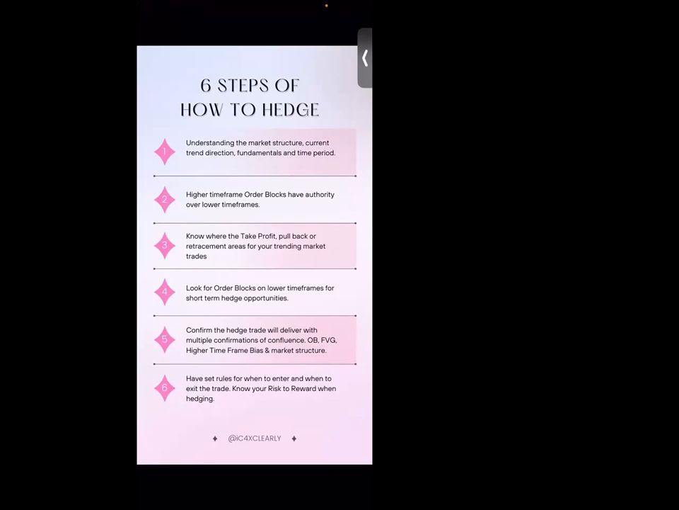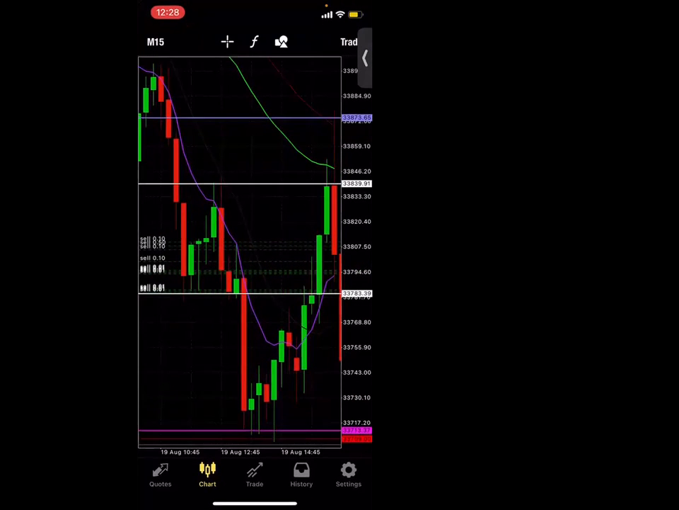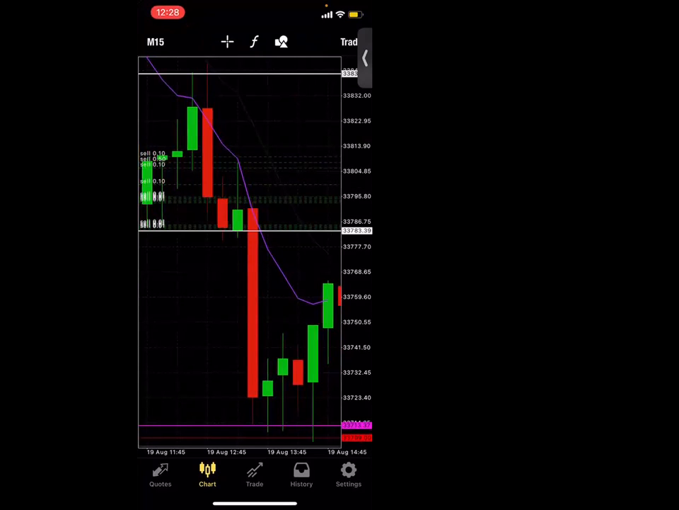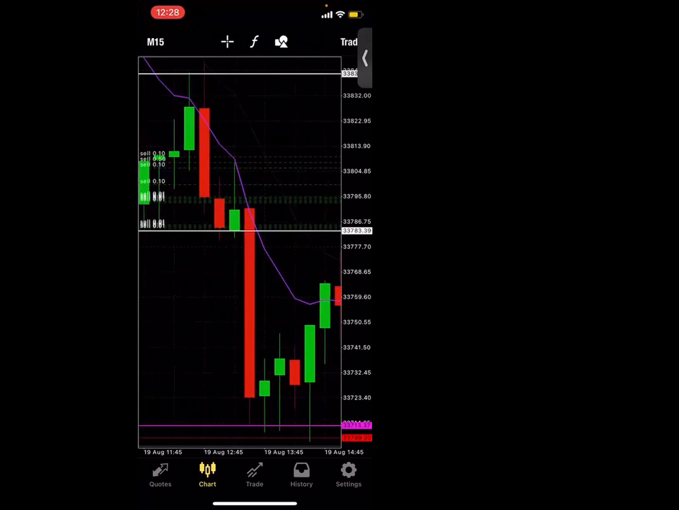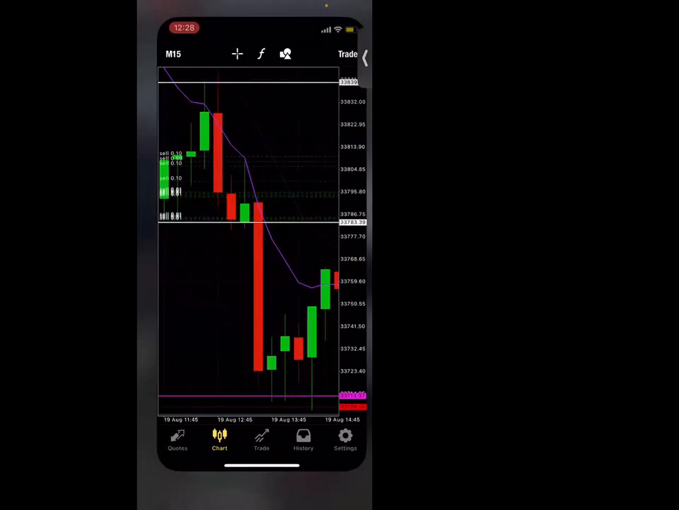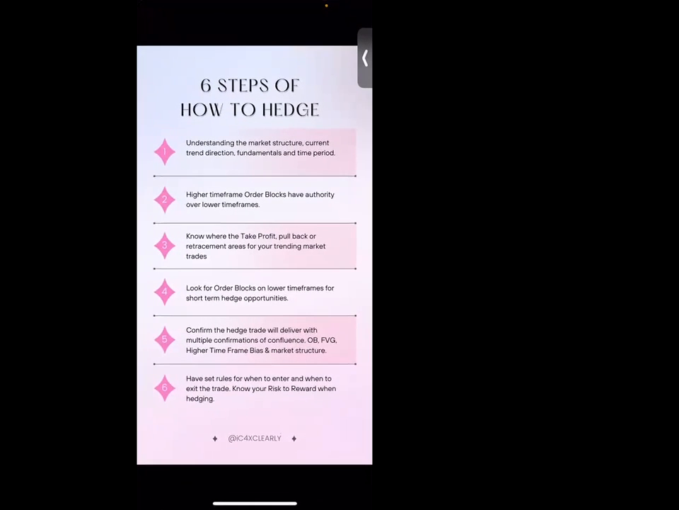So my set rule was I'm going to enter this trade when I see price on the 15-minute pull back into this 15-minute bullish order block. So when I saw price pull back into this 15-minute bullish order block below here, and I saw the fair value gap, I knew I could get in at that bullish order block and exit my trade at the bearish order block. And I counted my pips of how much I was risking on all those trades and what my reward would be.